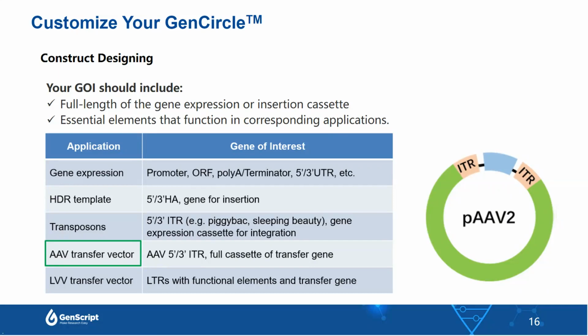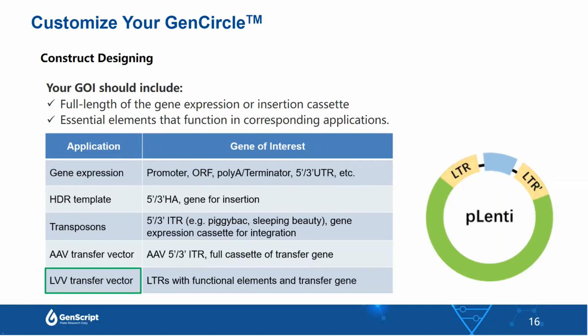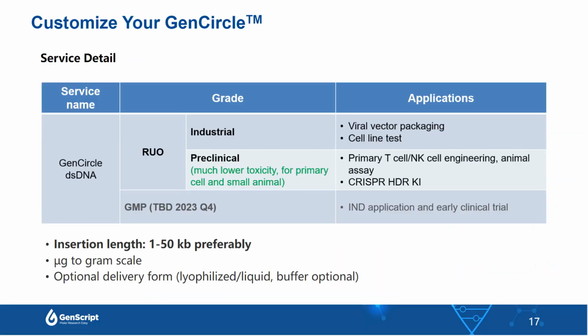And next, for the AAV transfer vectors, the insert should include the ITR and the cassette of the transfer gene. And also for the lentivirus transfer vector construction, the LTR with functional elements and the transfer gene should be included.